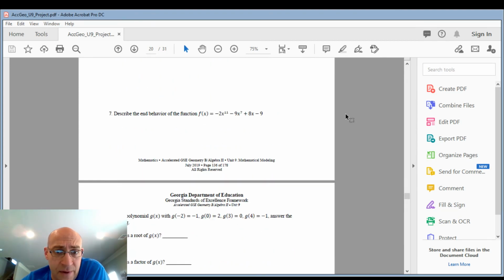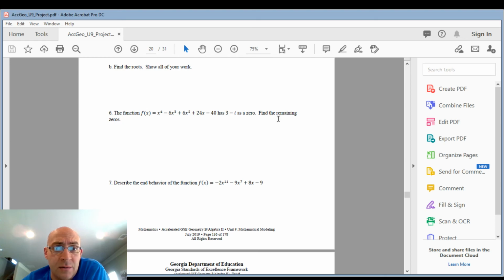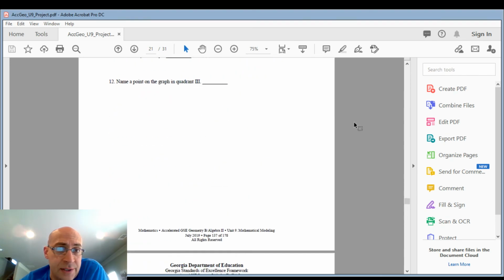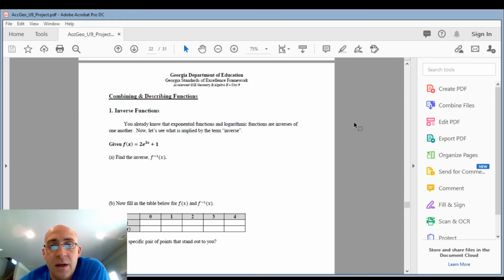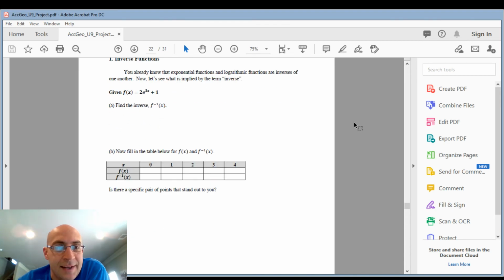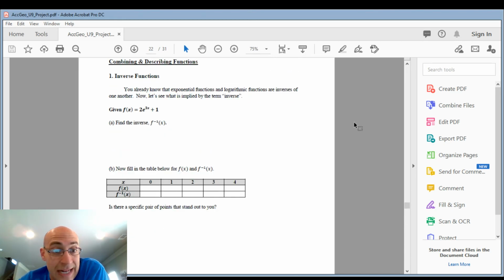And more evaluating functions, telling me what the roots are, zeros are, if there's imaginary solutions, and that sort of thing. Task 4, which is the longest. It's probably the longest and the most difficult, is combining and describing functions. So combining functions we did in Unit 4, 5? I forget. Okay. So the natural logarithms in here too.